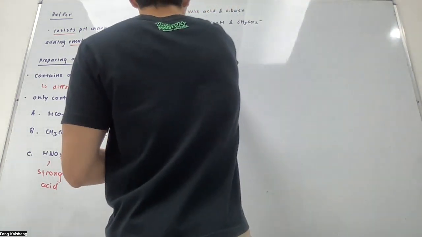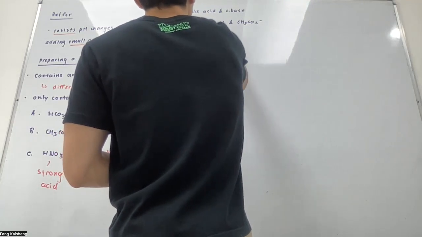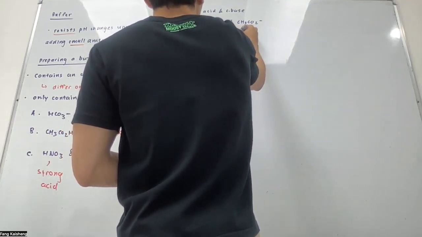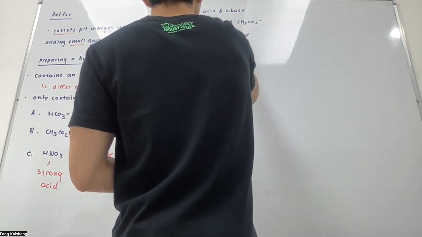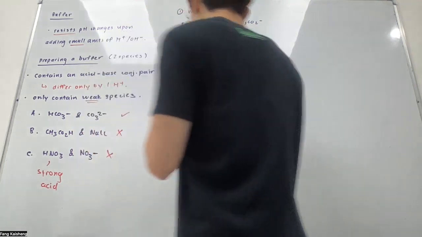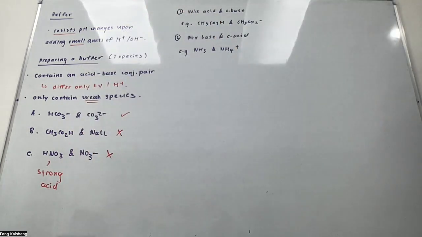Next, you can also mix a base and its conjugate acid. Most common example will be ammonia and NH4+. Again, there's no reaction here. You just mix them together, they'll just swim around the solution.